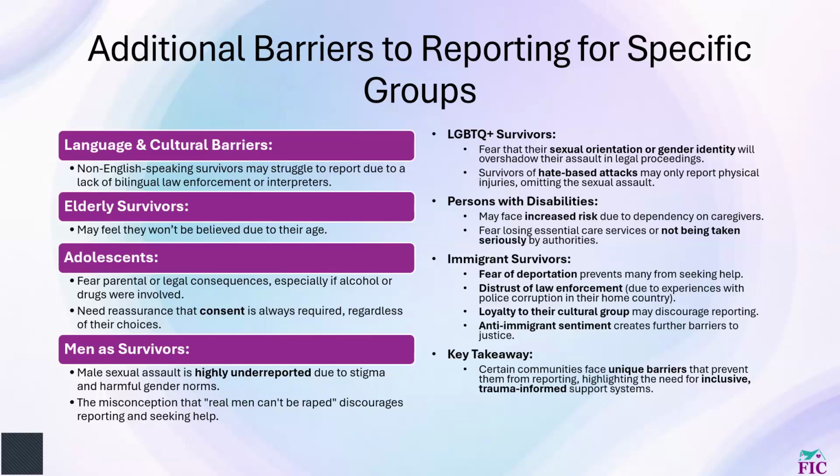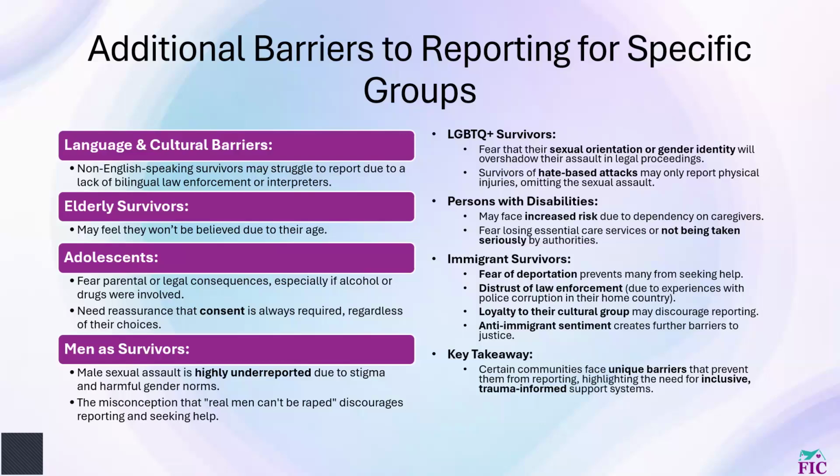When it comes to men, male sexual assault is highly underreported due to stigma. Okay, that goes with those preconceived notions, misconceptions that real men can't be raped. And that's even addressed sometimes by law enforcement, who may say that when they finally choose to report, which may discourage them from actually seeking help. Okay. And then when it comes to the LGBTQ community, of course, they fear that their sexual orientation will overshadow their assault. And some survivors may experience those hate-based attacks.